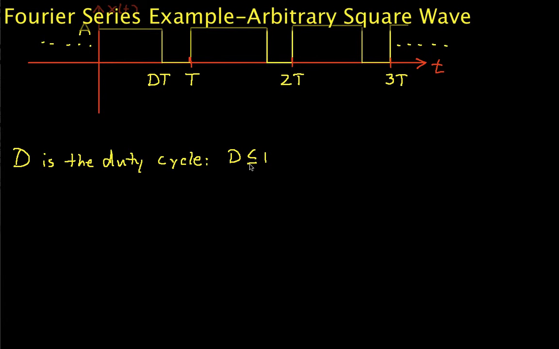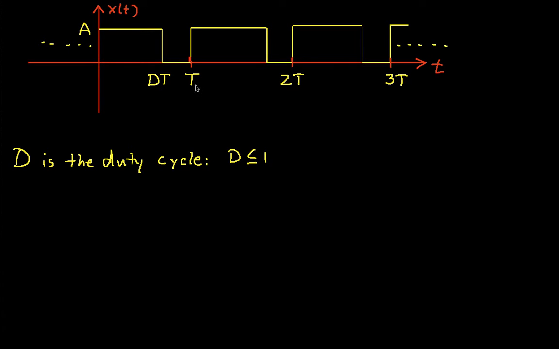Hello and welcome to this video in which we compute the Fourier series of an arbitrary square wave. The square wave is arbitrary in the sense that the amplitude is some constant a, the period is some constant T, and the duty cycle, which is a number between 0 and 1, is some arbitrary value. A symmetric square wave would have a duty cycle of 1/2.